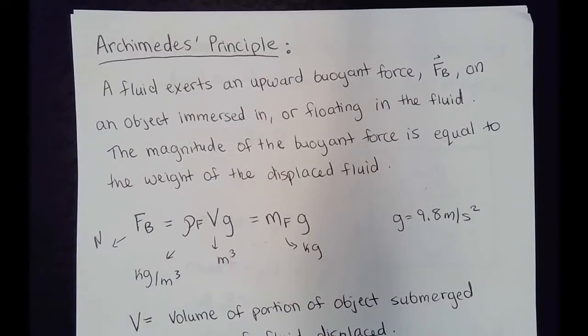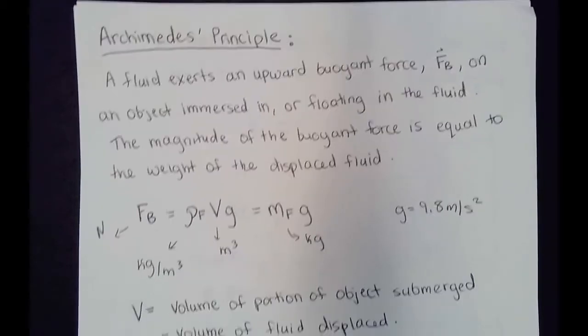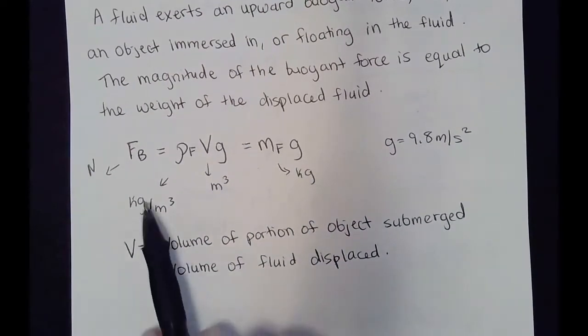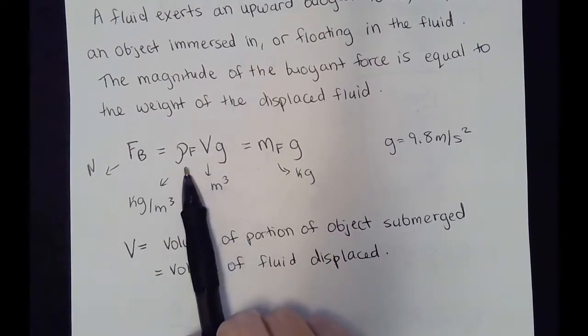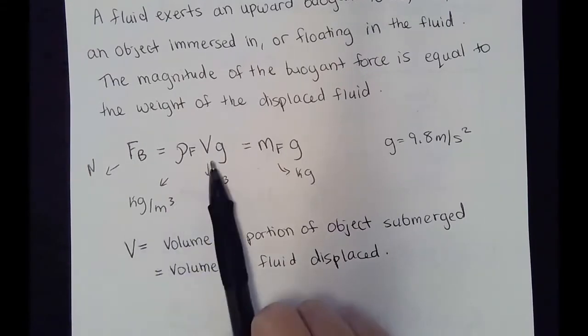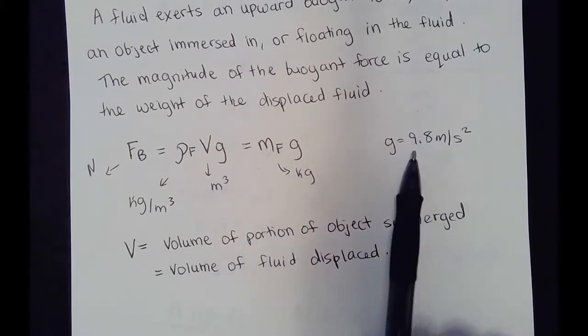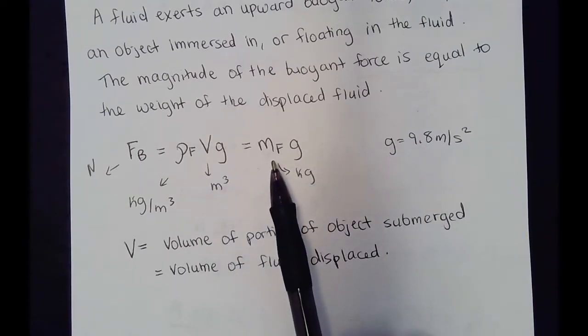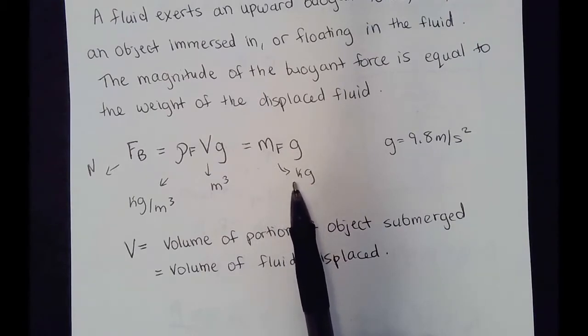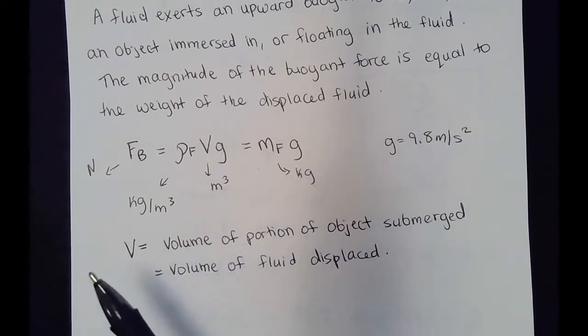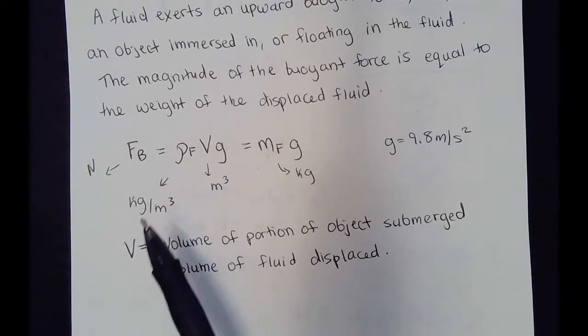Archimedes' principle says that a fluid exerts an upward buoyant force, Fb, on an object immersed in or floating in the fluid. The magnitude of the buoyant force is equal to the weight of the displaced fluid. So just to summarize, we've seen that the buoyant force is given by Fb equals ρ_F, the density of the fluid in kilograms per meter cubed, times the volume, in meters cubed, times g. And we've also seen that this equals the mass of the fluid displaced in kilograms times g. This gives the buoyant force in newtons, so either definition works.